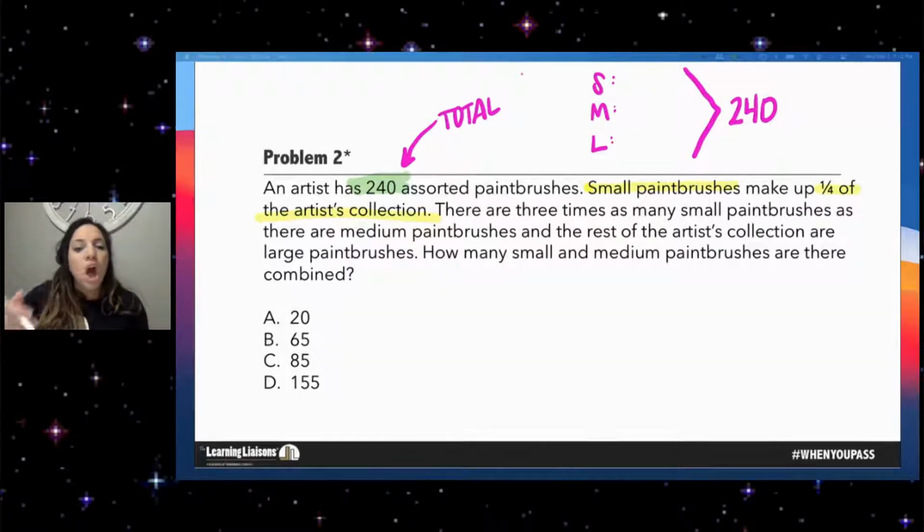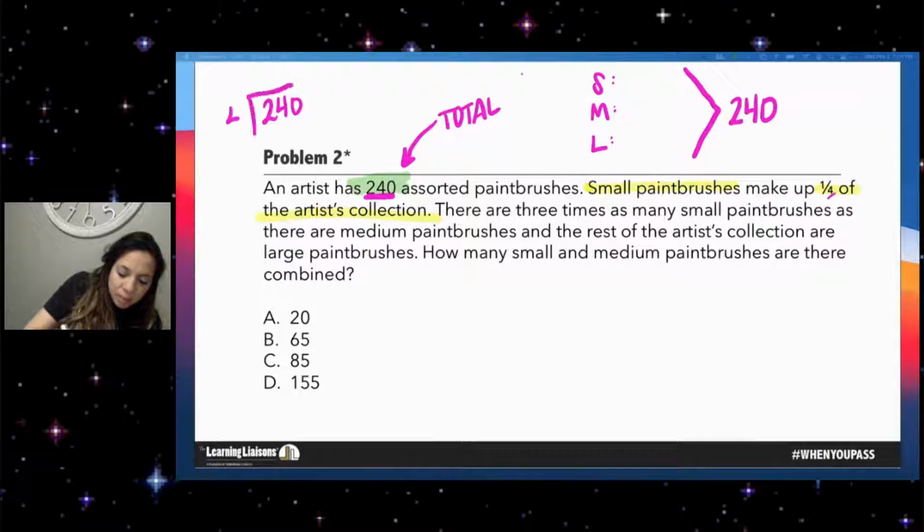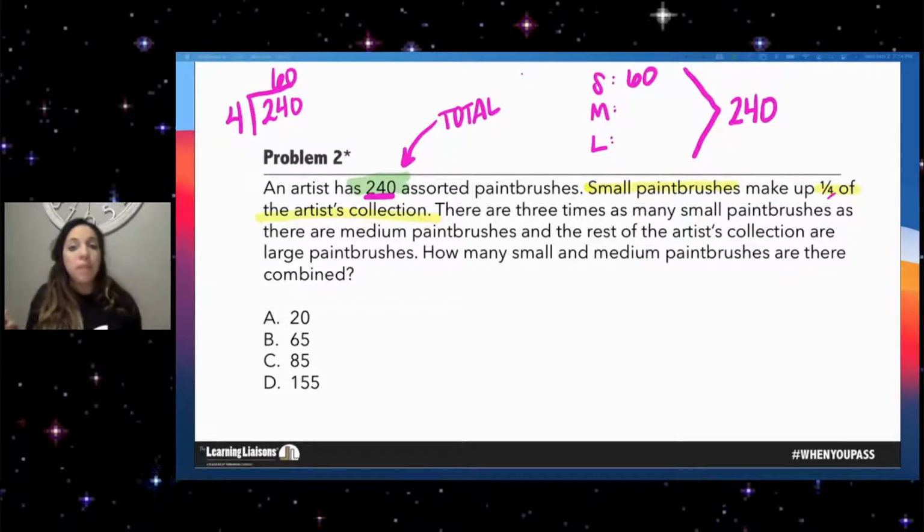And the small are a quarter. So if I divided my paintbrushes up into fourths, the small is going to be 1/4. So I could divide my 240 by 4. 240 divided by 4 gives me 60. So I know I have 60 small paintbrushes.